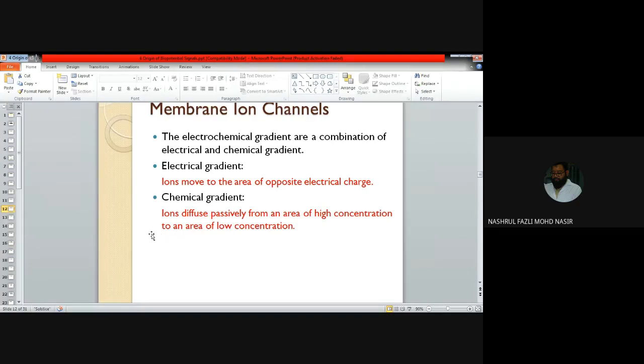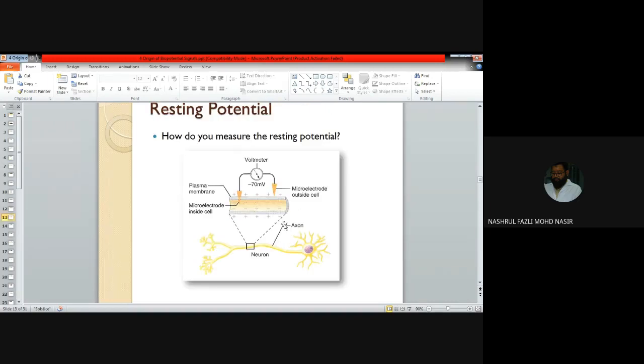Okay, so we go to 13. So now how do we measure the resting potential? You have the voltmeter. Potential is always voltage. You have the microelectrode outside the cell, and then you have the microelectrode inside the cell, and this is your plasma membrane. Please relate the plasma membrane with here.